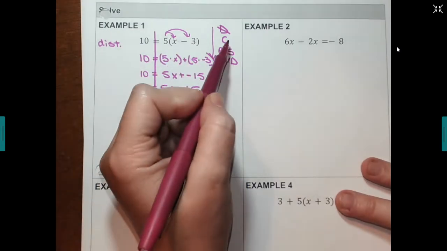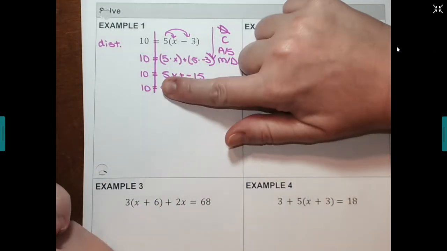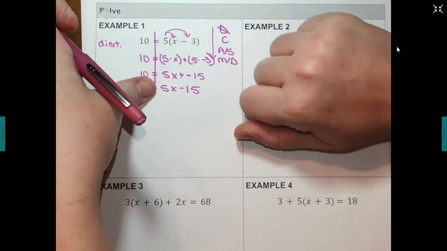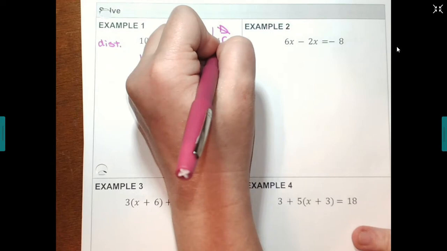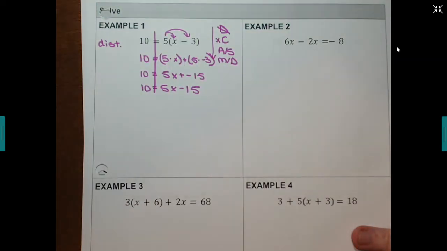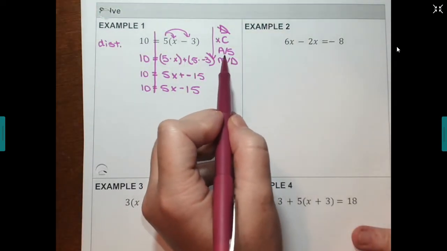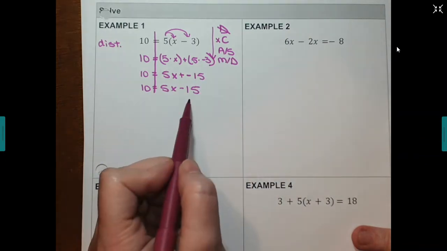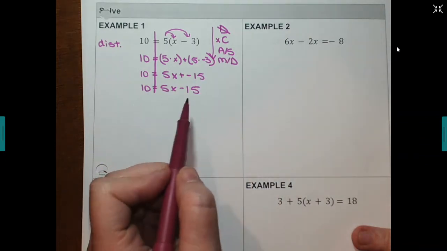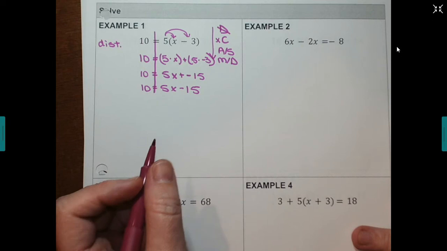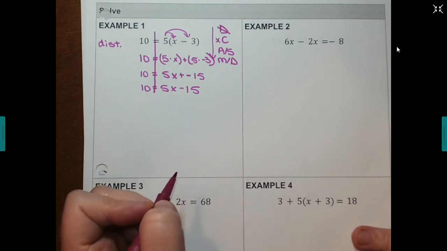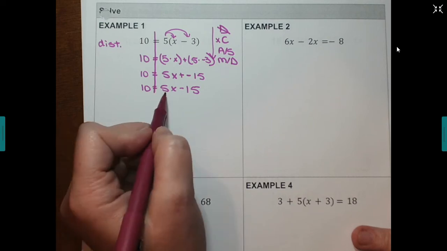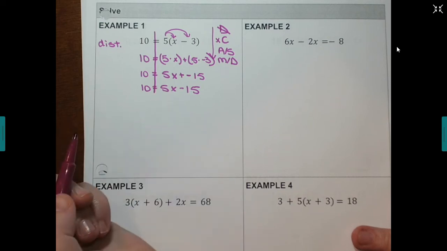So now we need to see, can I combine like terms? There's nothing I can combine on that side. So nothing there. So my next step, is there anything I can add or subtract? And now I'm doing my balancing on both sides. Anything I can add or subtract to both sides that's going to start to get this variable, which is my x, by itself. So this says 5x minus 15.